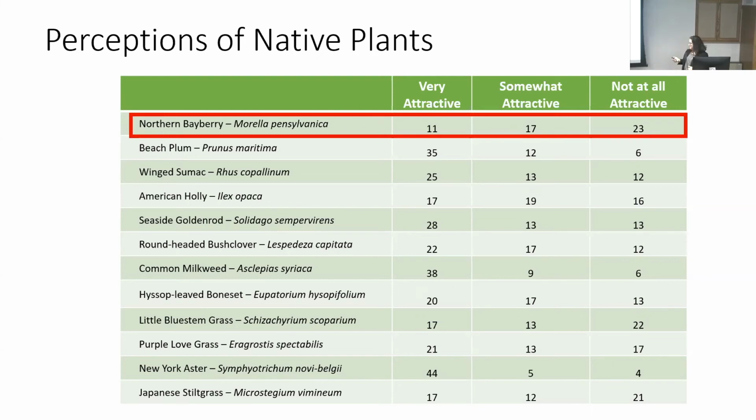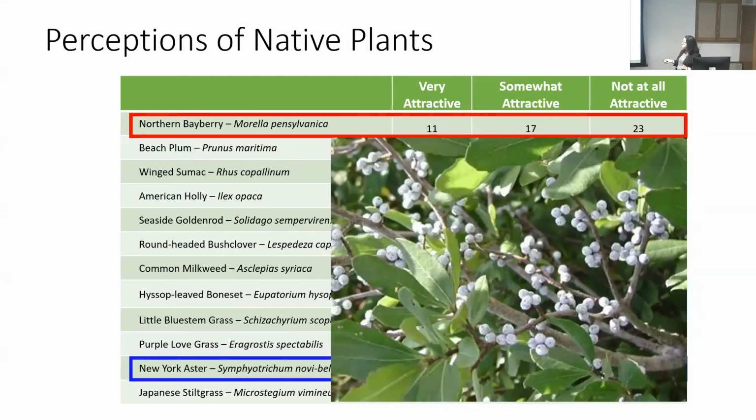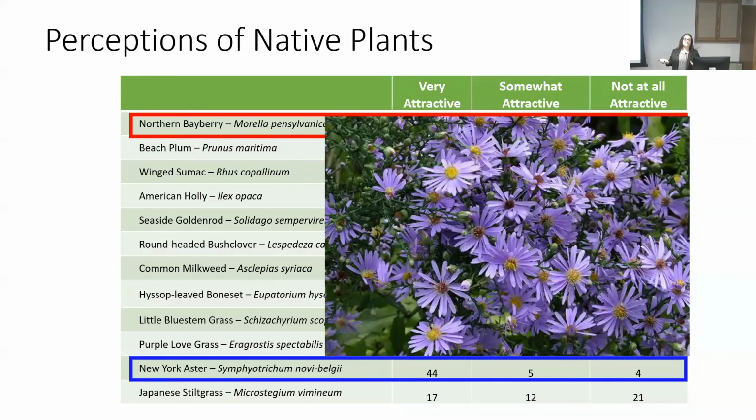One species people hated was northern bayberry, which is funny because it's often used horticulturally, but it looked a lot messier here. You can clip it back and it looks square and very nice, but this picture did not look like that. People love New York aster. Why? This is bayberry. This is New York aster. You can see why people loved it.